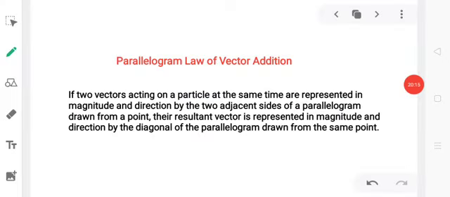Coming to parallelogram law of vector addition. It states that if two vectors acting on a particle at the same time be represented in magnitude and direction by the two adjacent sides of a parallelogram drawn from a point, the resultant vector is represented in magnitude and direction by the diagonal of the parallelogram drawn from the same point.